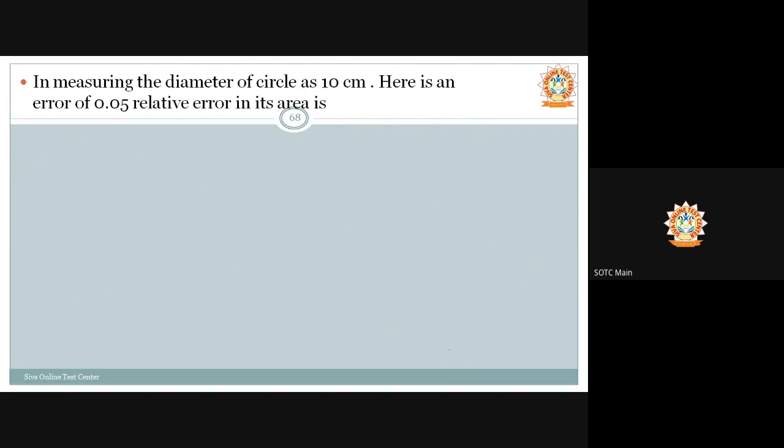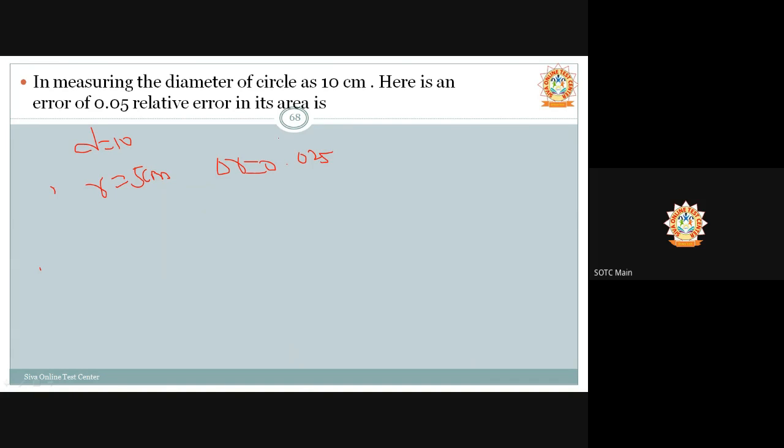Let us move to the next question. In measuring the diameter of a circle as 10 centimeter, there is an error of 0.05. Then find the relative error in its area. Here d is given, d is nothing but 10. Find r. r is equal to 5 centimeter, right? So then what will del r become? Definitely del r is 0.025 only.